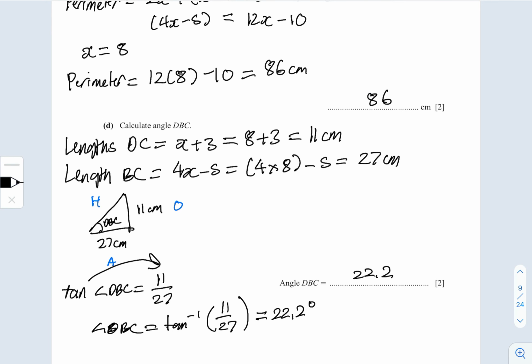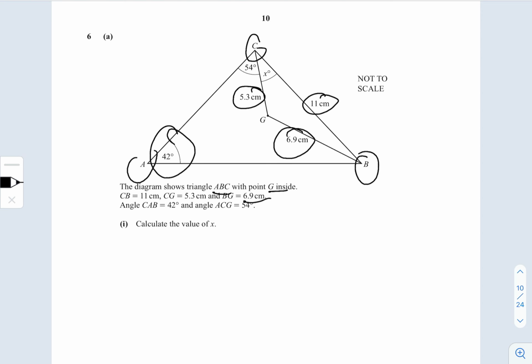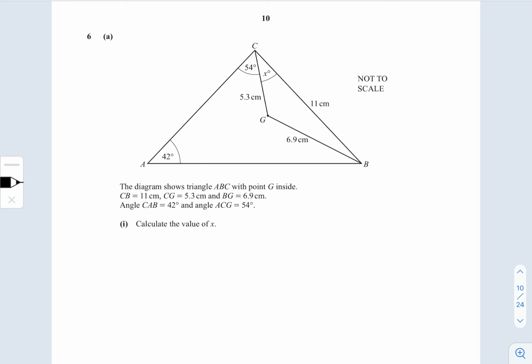Okay, let's move on to question 6. The diagram shows triangle ABC with point G inside. CB is 11 cm, CG is 5.3 cm, and BG is 6.9 cm. Angle CAB is 42 and angle ACG is 54. With all that information, calculate the value of x.